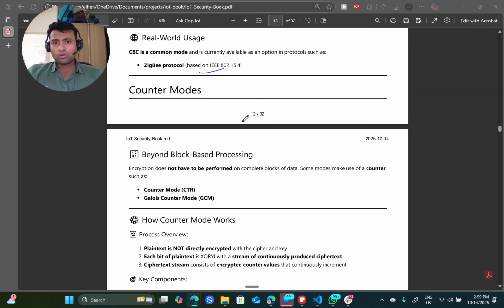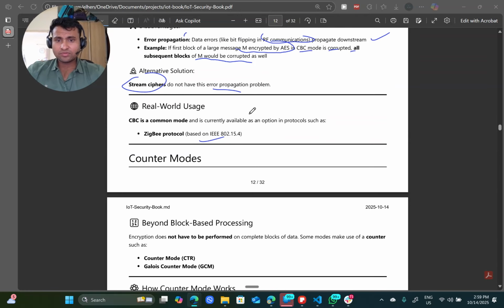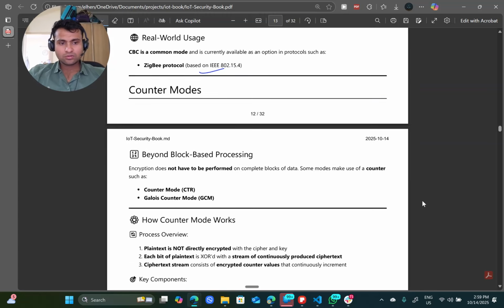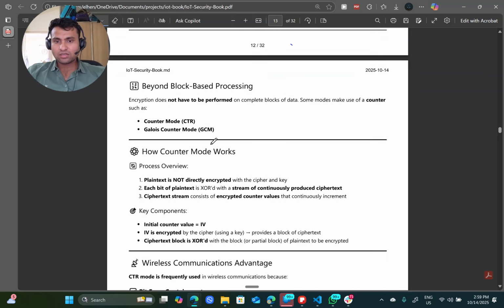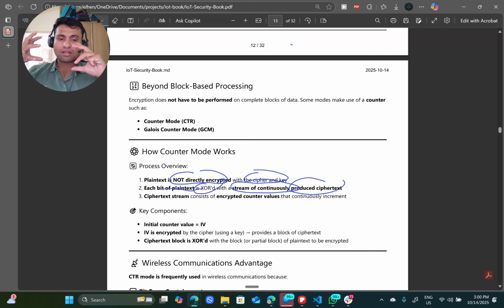So in order to avoid this downstream error propagation problem, we have counter modes. What happens in the counter mode is basically that the plain text is not directly encrypted with the cipher and key. Each bit of plain text is combined with a stream of continuously produced ciphertext. It's not just a single ciphertext, it's a stream of ciphertext generated using some algorithm. And that ciphertext stream consists of encrypted counter values that continuously increment.